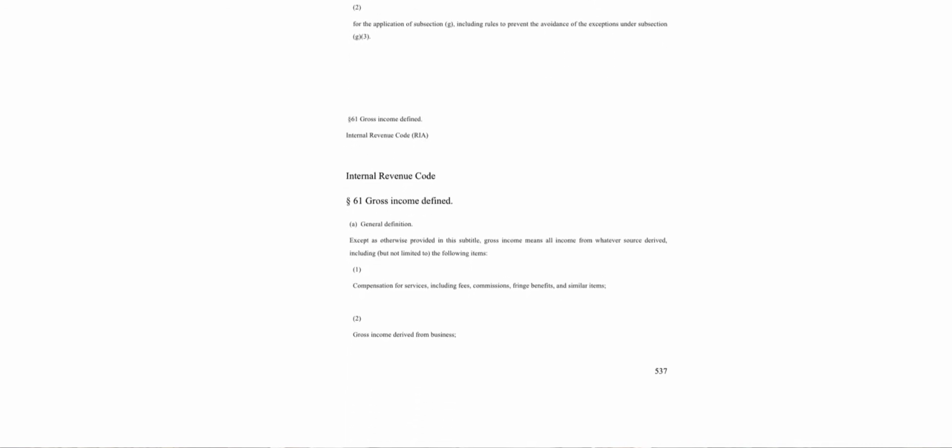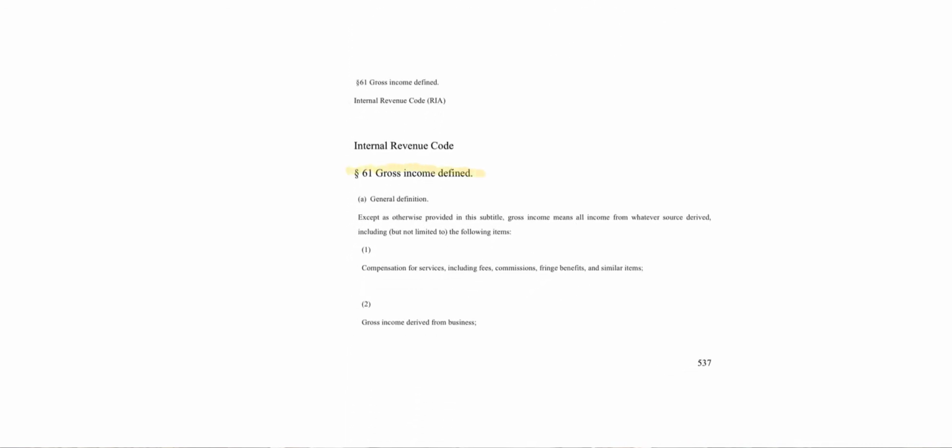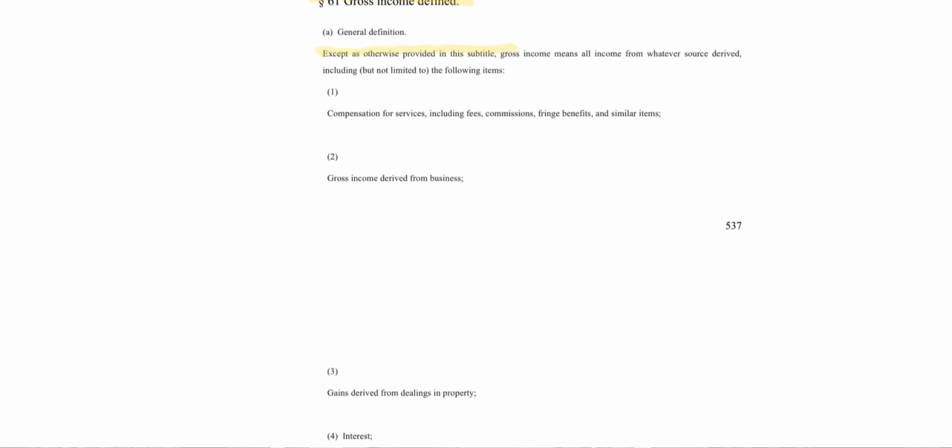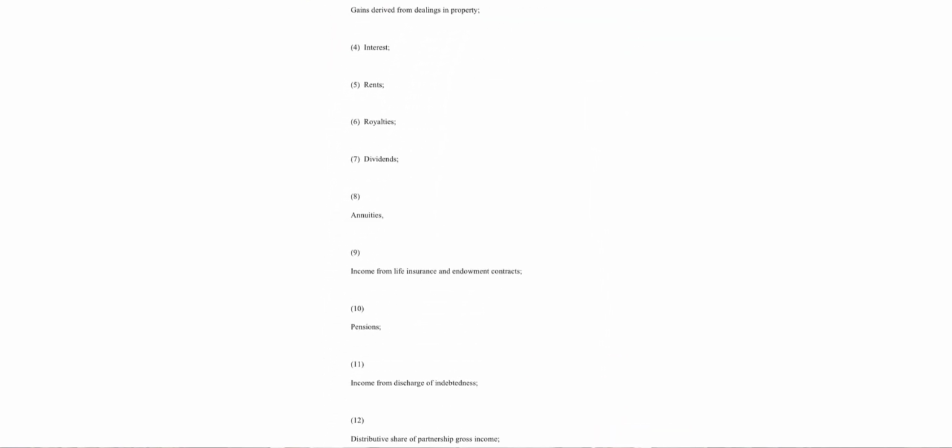All right, section 61. So gross income defined. We've seen this one now. At this point, you're becoming pretty much an expert. Except as otherwise provided in this subtitle, gross income includes all income from whatever source derived, including but not limited to, and it gives a list. One of the items listed, income from life insurance and endowment contracts. All right, so that looks like that's what this is.